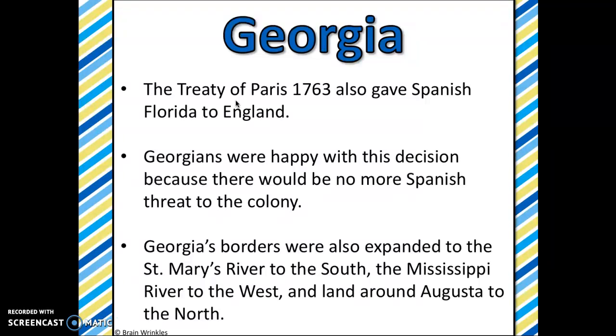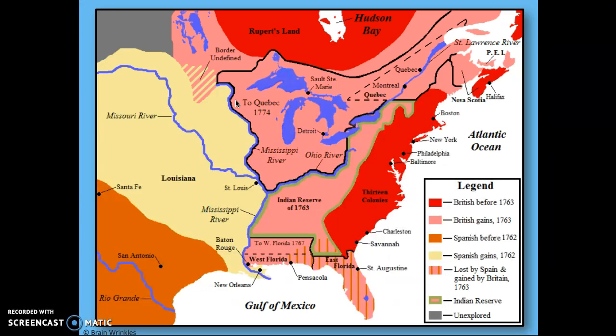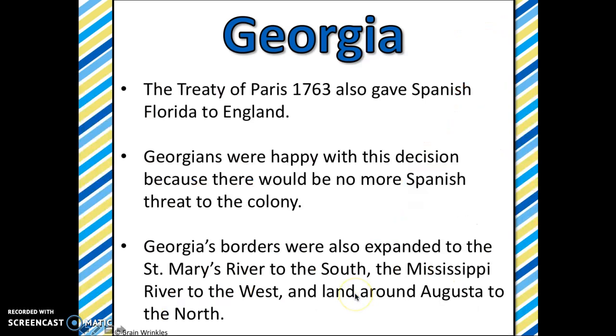The Treaty of Paris of 1763 also gave Spanish Florida to England. So if you look at the map, the Spanish part down here of Florida was given to England. Georgians were happy with the decision because there would be no more Spanish threat to the colony. If you remember, Georgia was still a buffer colony, keeping France from Spain. Well, Georgia was kind of tired of handling that and tired of the Spanish trying to come across them to fight. So they were happy that there would be no more Spanish threat to the colony.